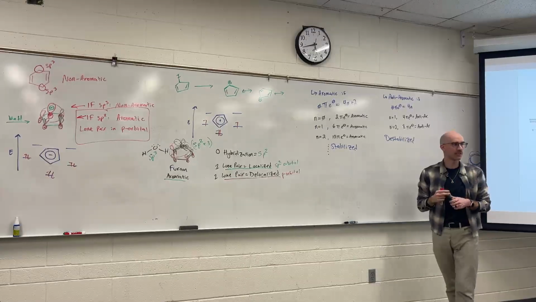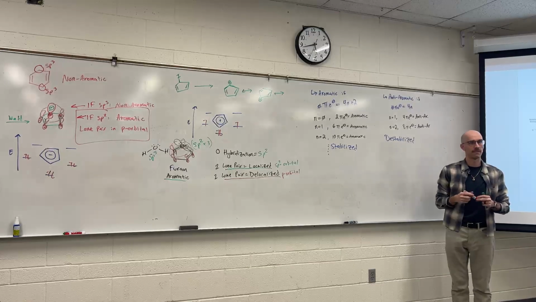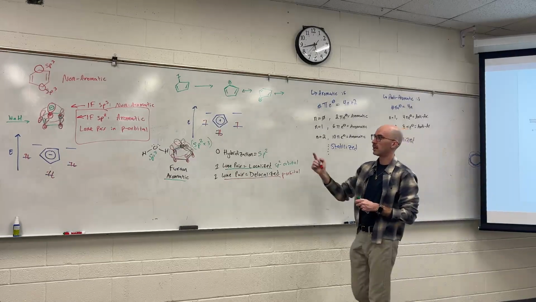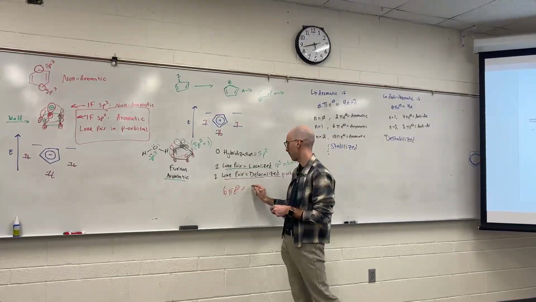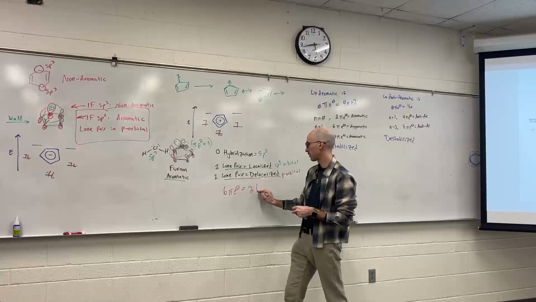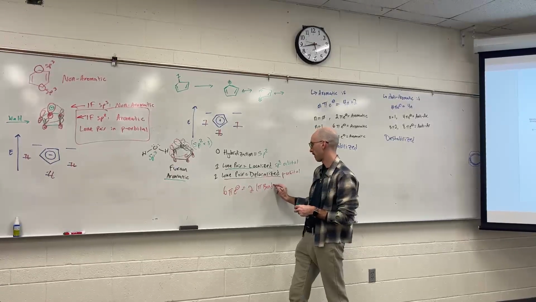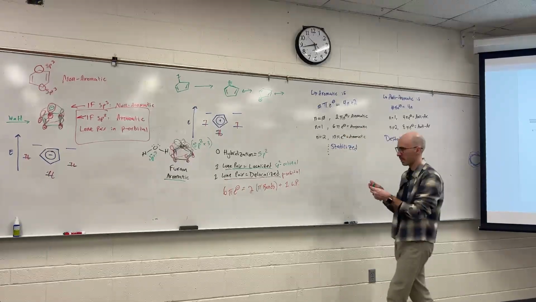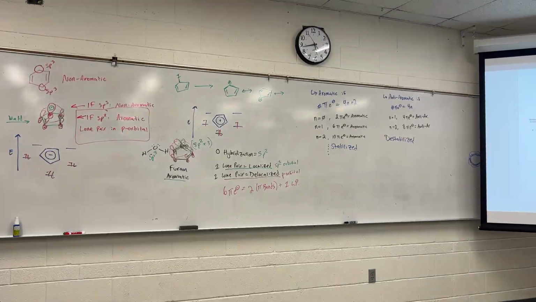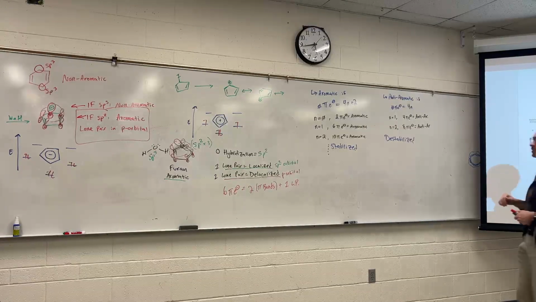How many pi electrons in furan? 6 pi electrons. 2 from the double bonds, 2 pi bonds, and 1 lone pair. What do you think? Interesting? Let's apply it to some more structures.